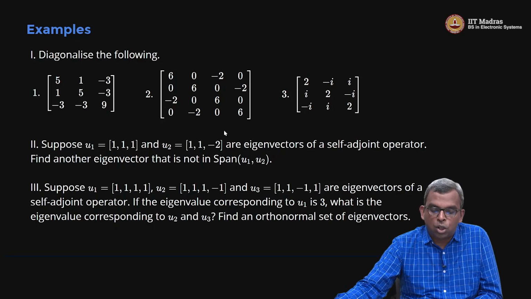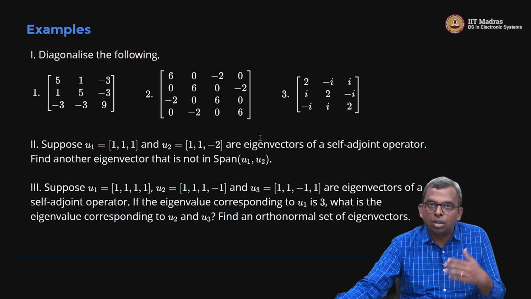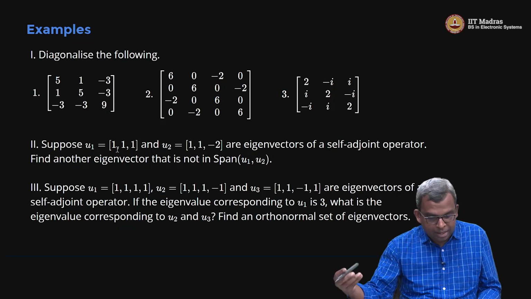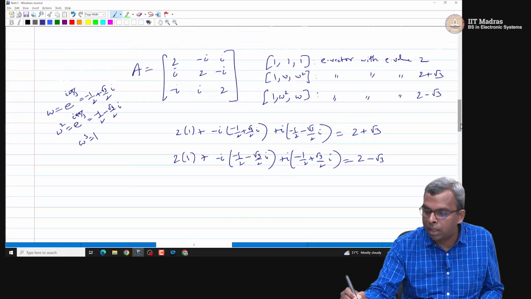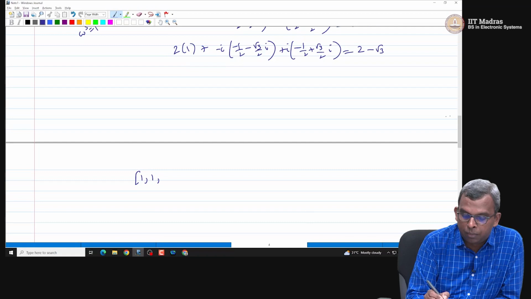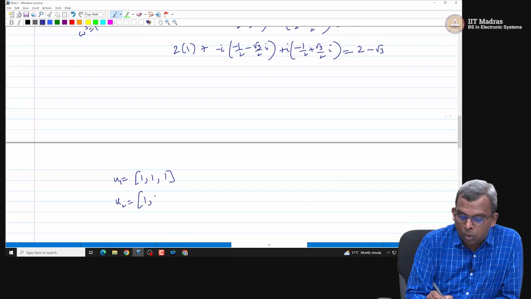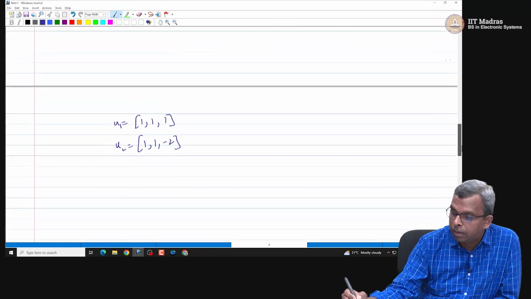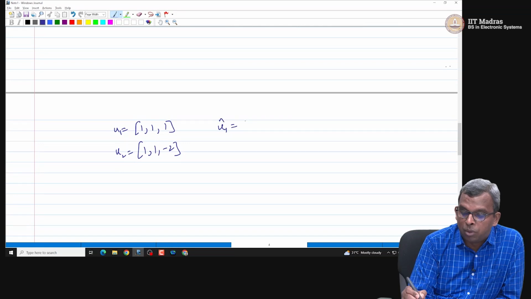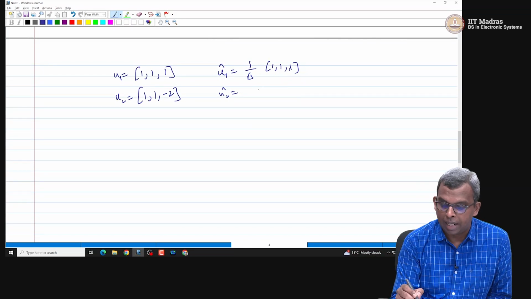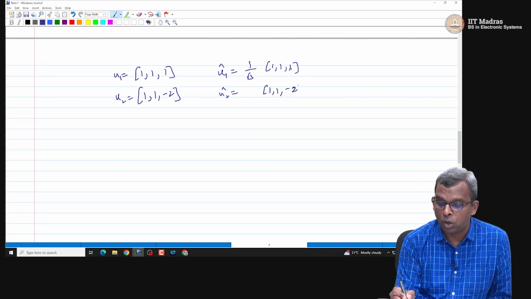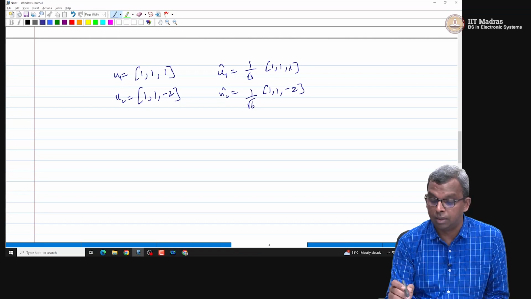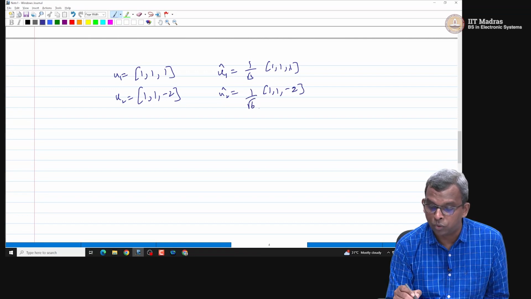So how do you find the third orthonormal direction? You simply do the Gram-Schmidt orthonormal extension. Okay, what is the Gram-Schmidt orthonormal extension? So you take u1 to be 1, 1, 1, and u2 to be 1, 1, minus 2. You can normalize them if you want. u1 hat will be 1 by root 3 times 1, 1, 1. So u2 hat is 1, 1, minus 2, and we have to normalize it: 1 plus 1 plus 4 is 6, so it becomes 1 by root 6, which is important to write down.